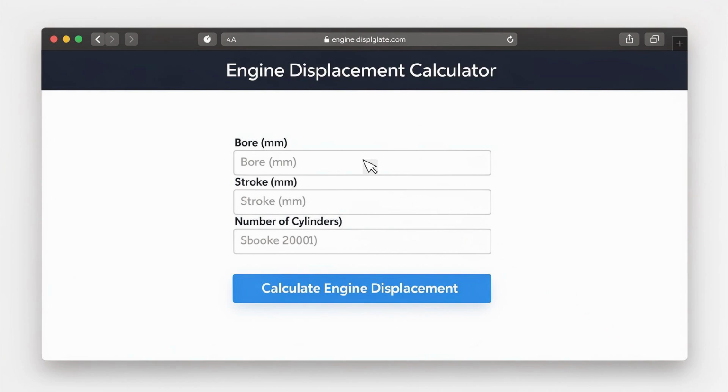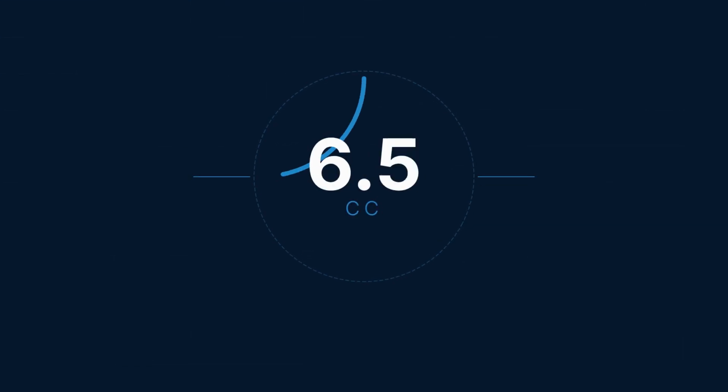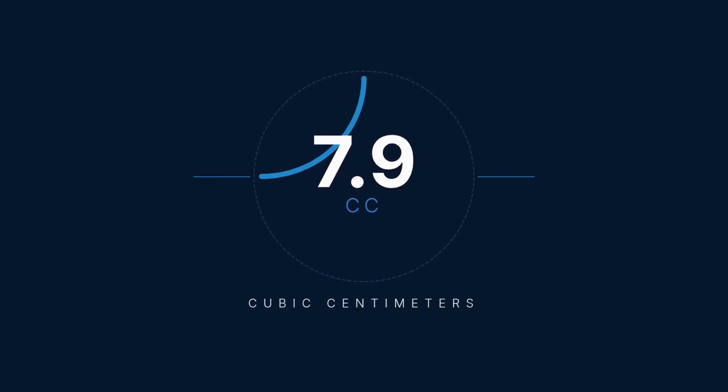Let's run through an example calculation. I'll enter 10 millimeters for the bore diameter, 10 millimeters for the stroke length, and 10 for the number of cylinders. After clicking Calculate Engine Displacement, the calculator provides multiple displacement measurements. The displacement in cc shows 7.9 cubic centimeters, which is the total volume displaced by all cylinders.